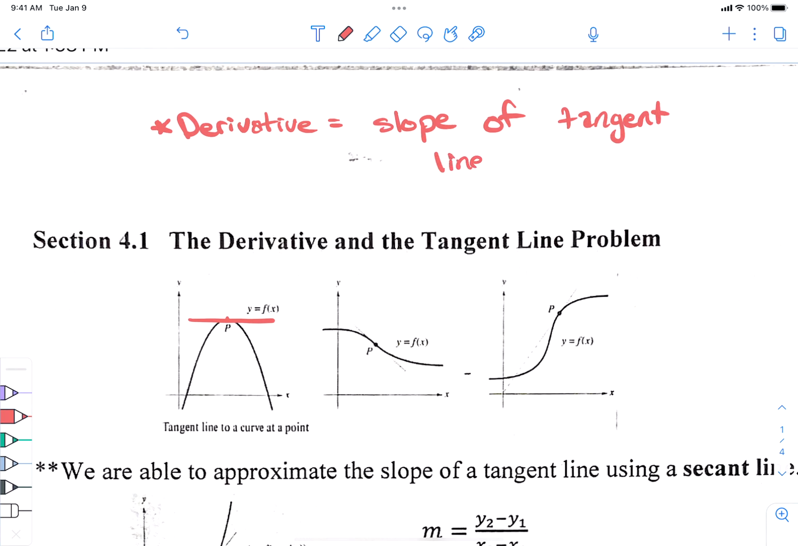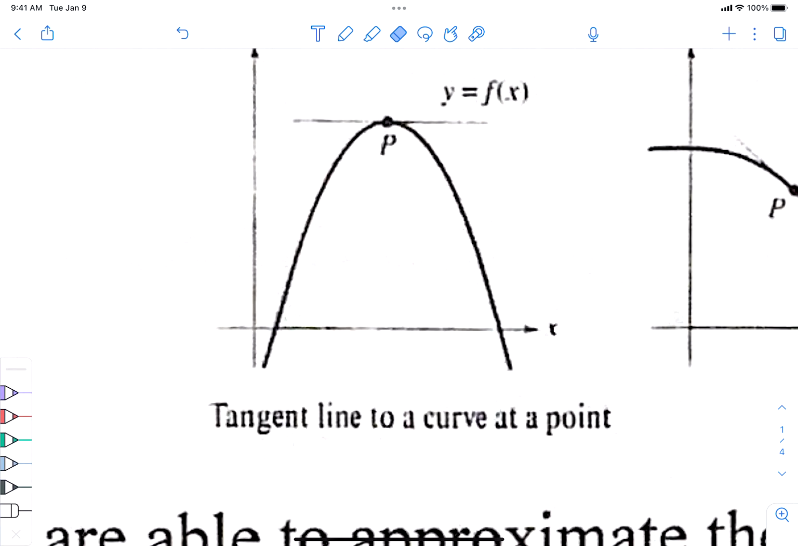Derivatives are also used to find velocity and acceleration, so like some physicsy things. But the most simple definition is that a derivative is the slope of a tangent line. Now, the reason this might be beneficial: if you're looking at this first function, do you see that his tangent line is a horizontal line, right? What's the slope of a line that's horizontal? Not the equation, the slope. Zero. The slope is 0, right? That's sloping nothing.